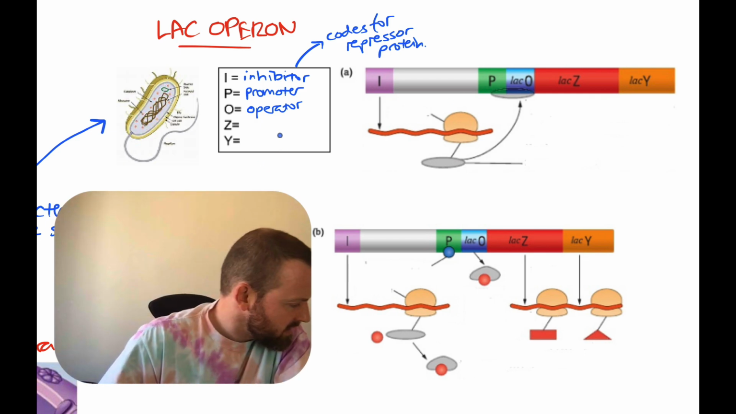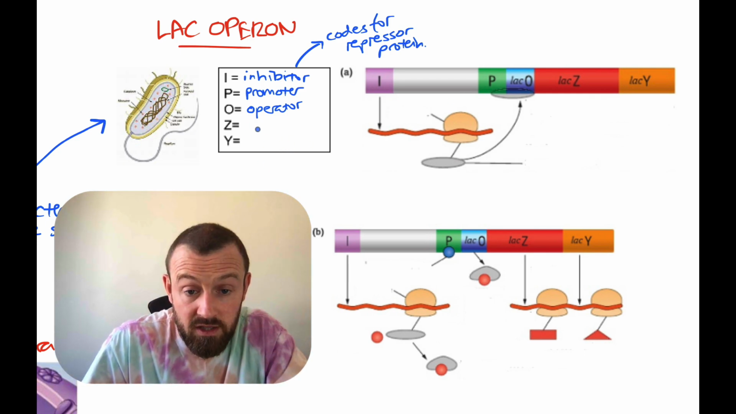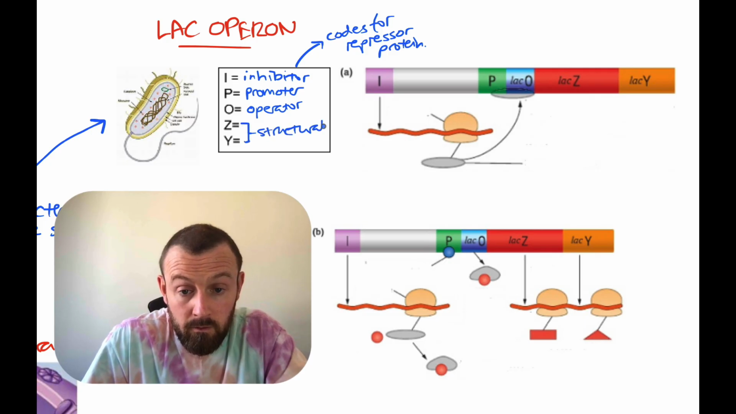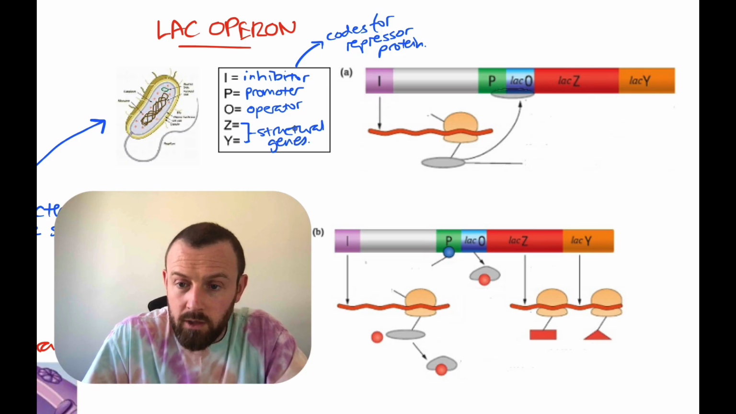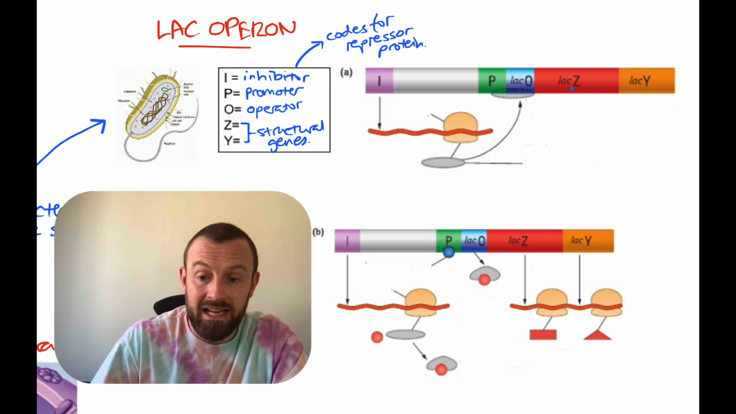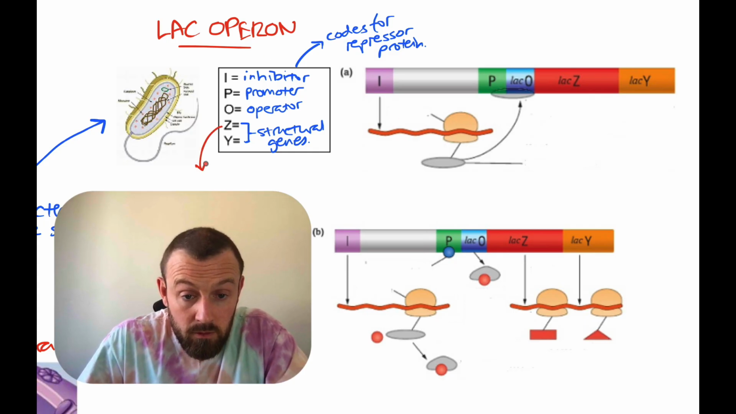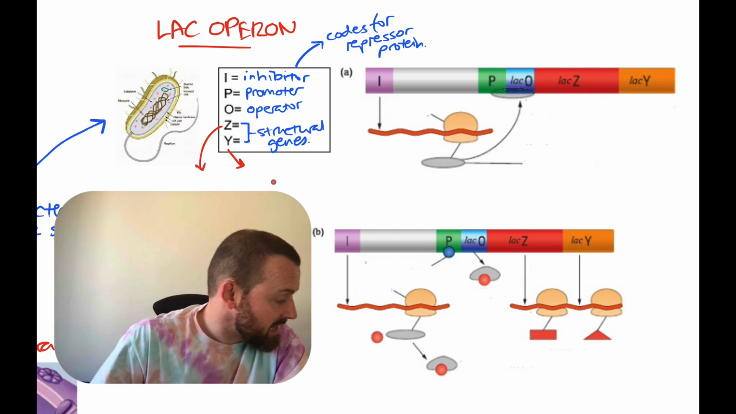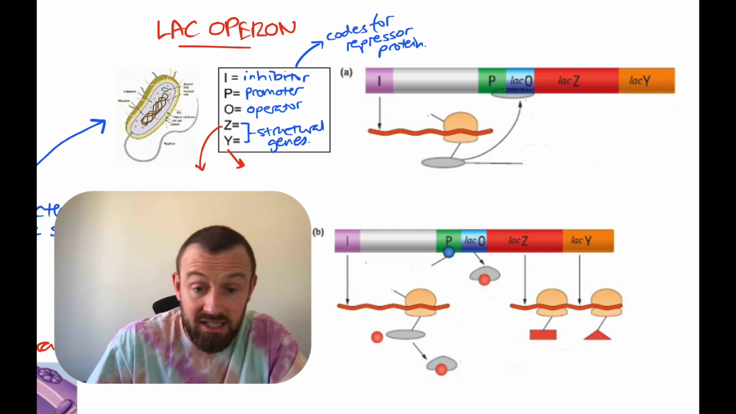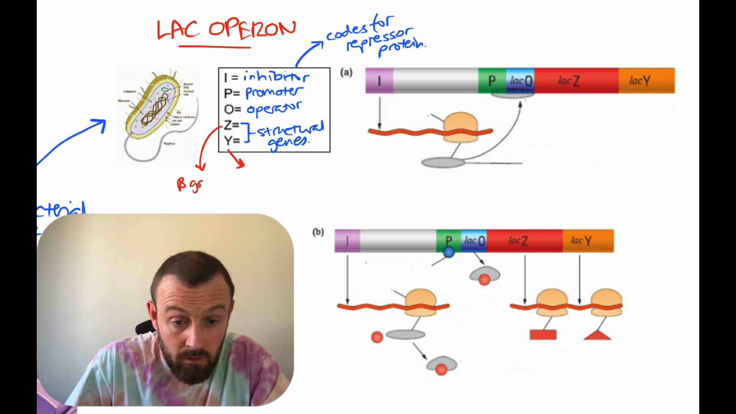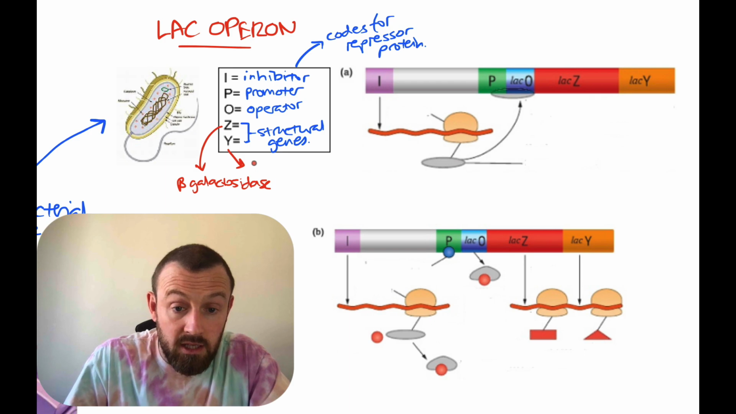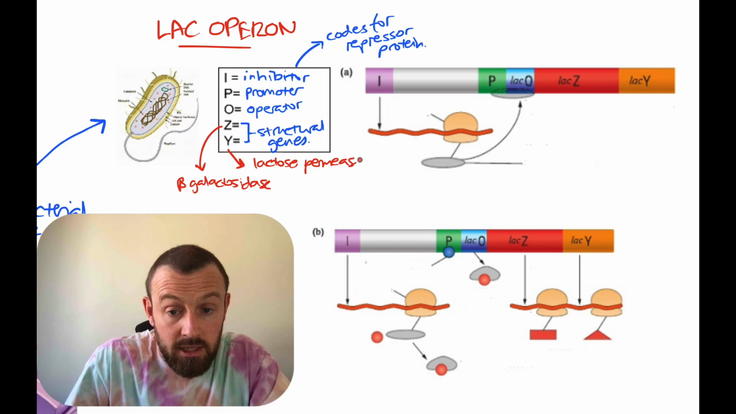Z and Y are the structural genes. So I'll just put it like that. I always forget which is which, but I've labeled it down here. So Lac Z, when everything is working and producing proteins, is going to be the beta-galactosidase. And Lac Y is going to be the lactose permease protein when they are transcribed and translated.